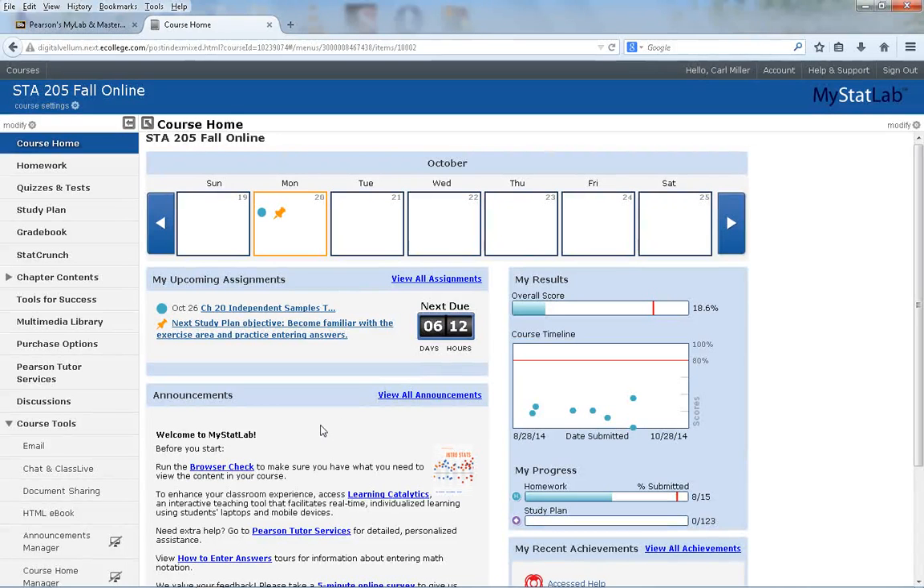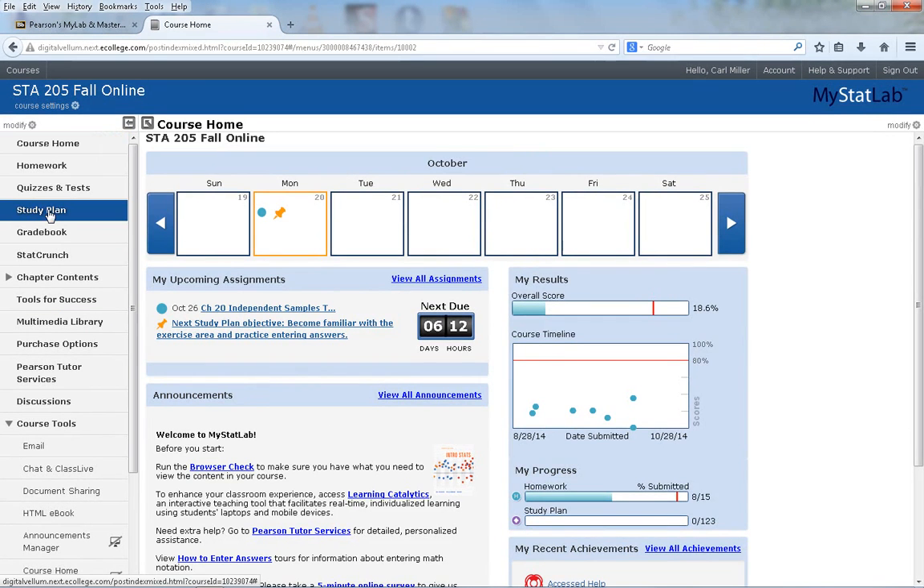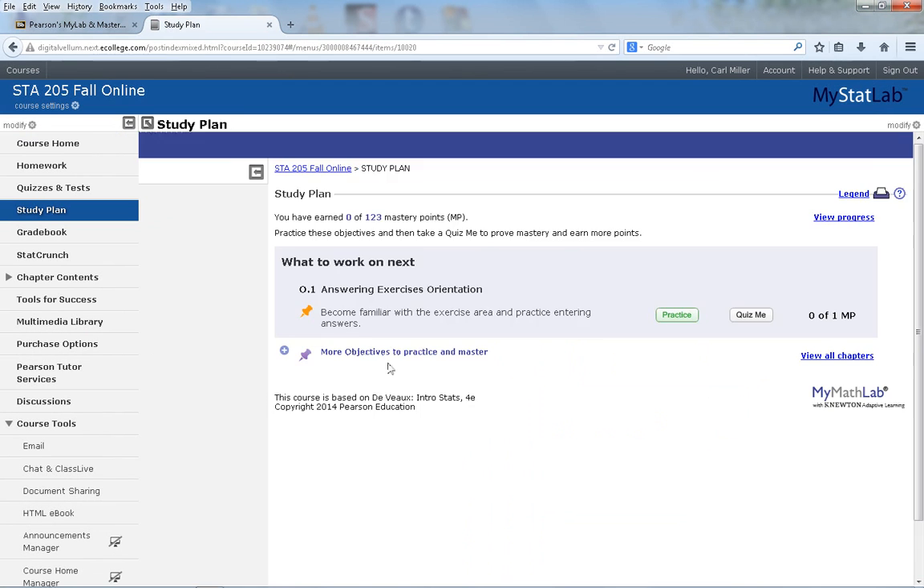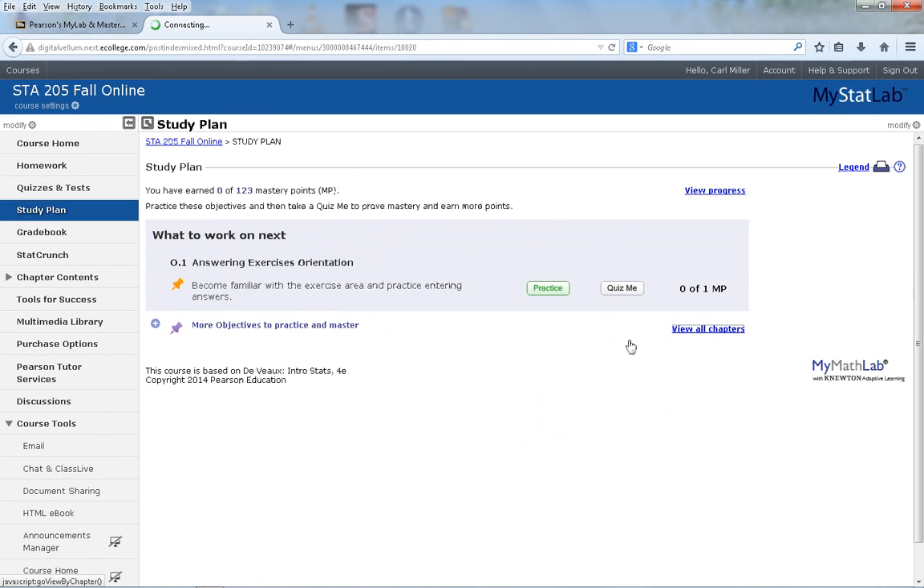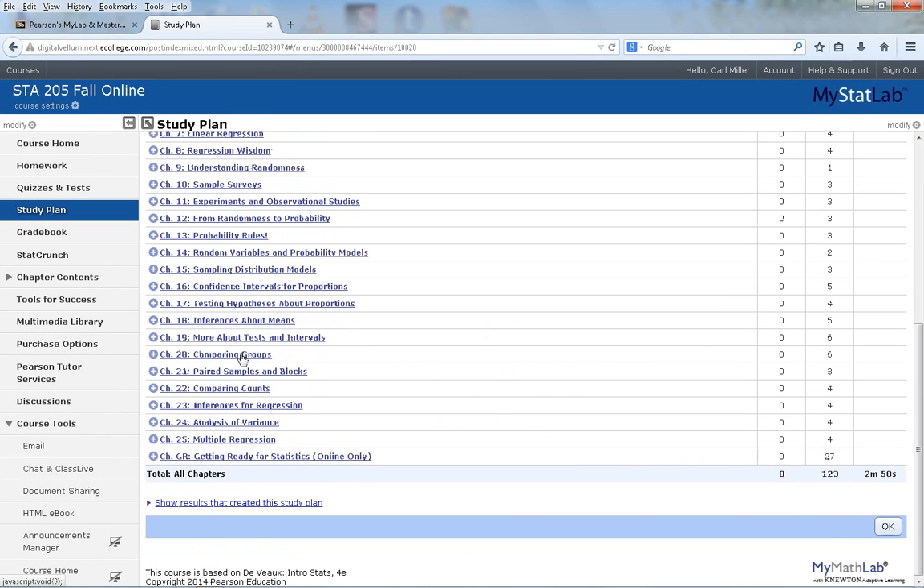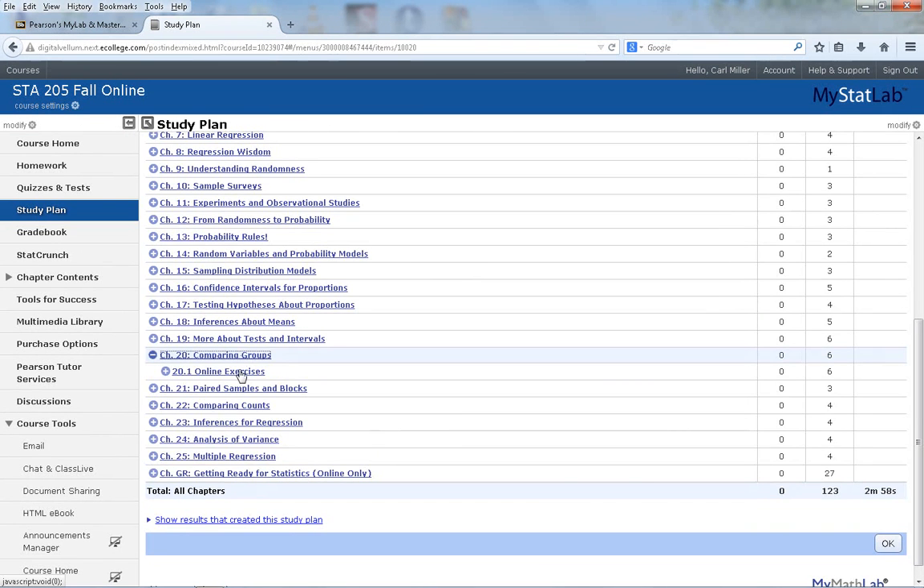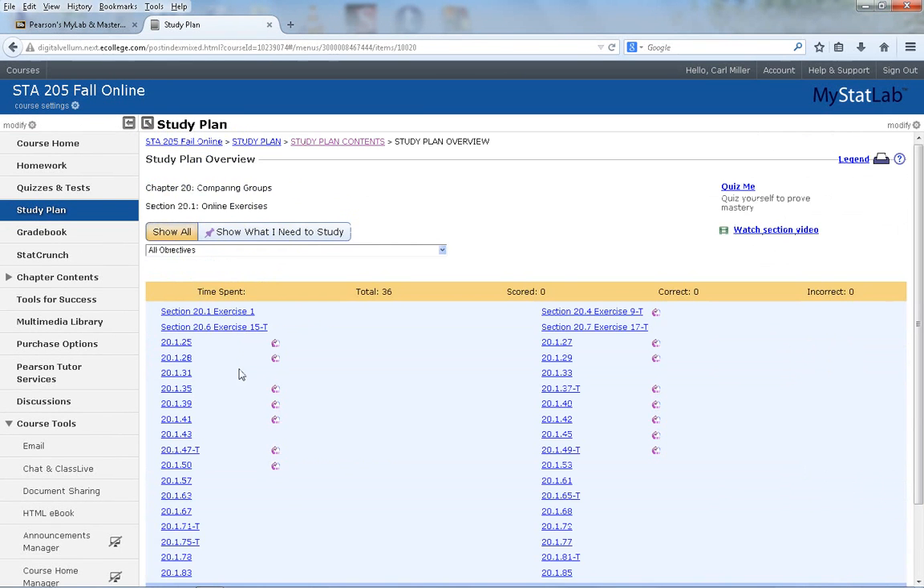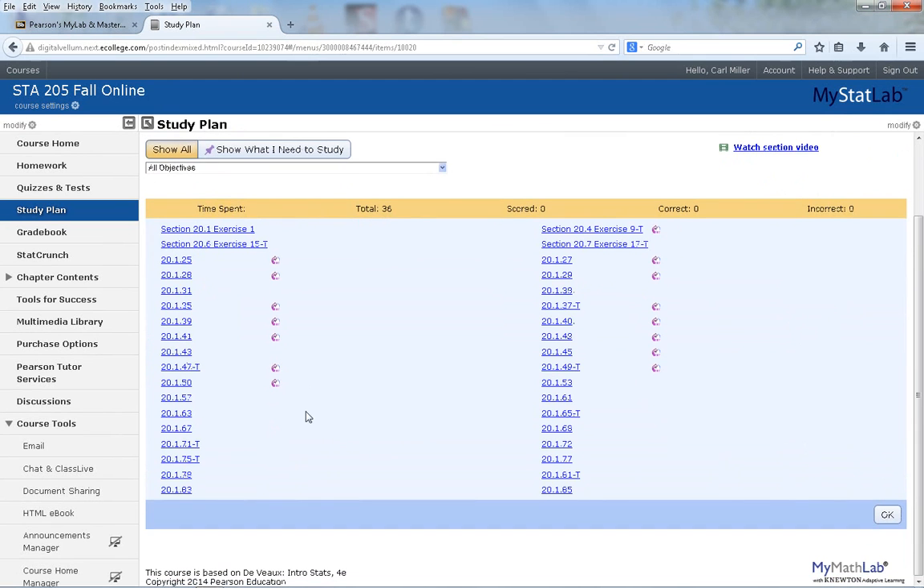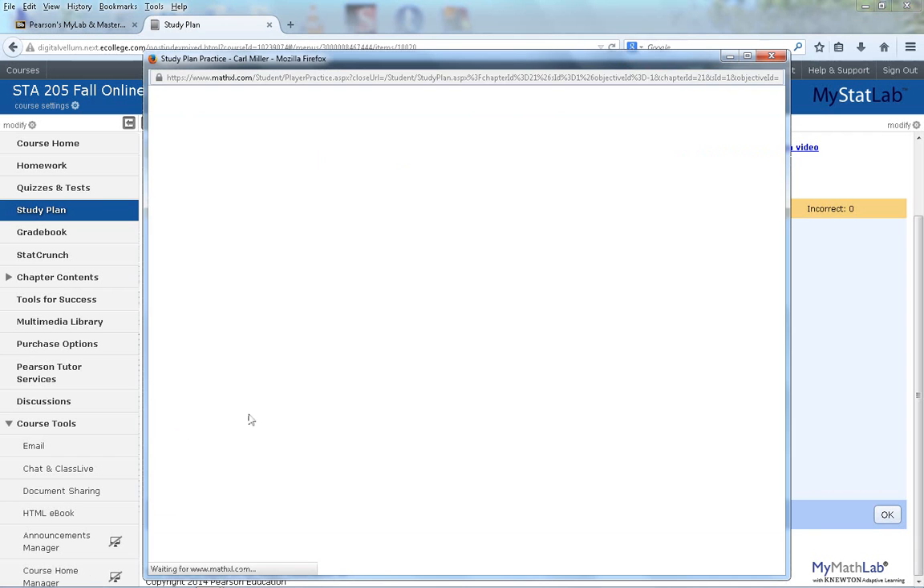Now I want to go through a couple of examples of how to use StatCrunch in the homework. So what I'm going to do is go to the study plan and then view all the chapters and go to chapter 20 where we're looking at independent samples, T inferences. And then what I did was just picked out a few problems here. So let's go with question 67 to start.